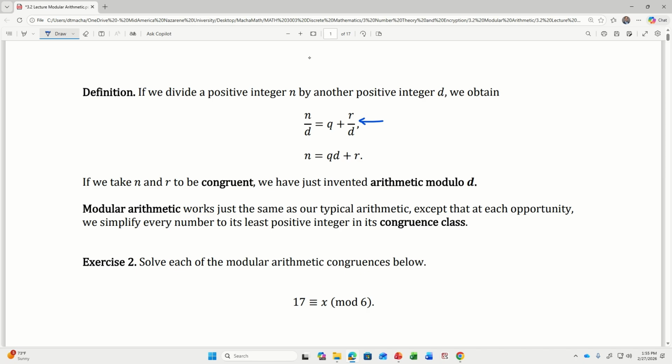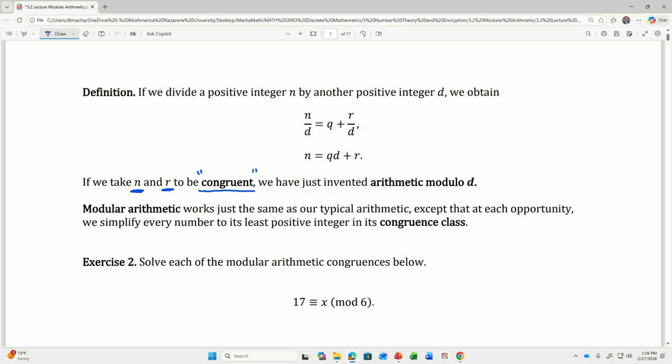But if you take this equation and multiply both sides by your denominator d, then on the left side you end up with n, and on the right side you end up with qd plus r, where r is your remainder. If you take the original numerator and your remainder to be congruent, this is what we call modular arithmetic. And in this case, since we're dividing by the number d, this would be arithmetic modulo d.